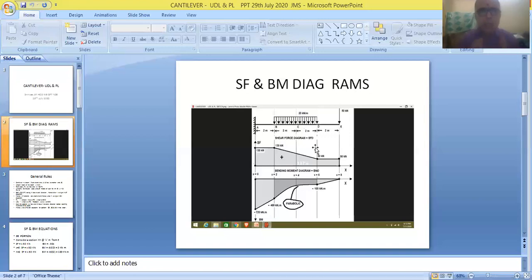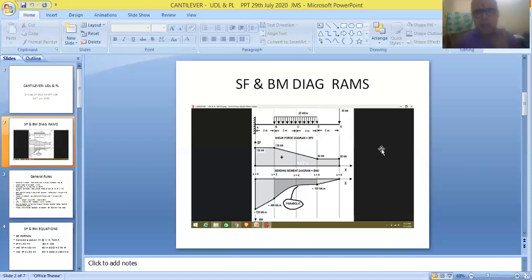So totally this UDL is exerting a load of 80 kilonewtons for a distance of 4 meters at the rate of 20 kilonewton per meter. So the load is distributed uniformly for this entire distance of 4 meters. So friends, that's why this is called uniformly distributed. That's why they are referred to as uniformly distributed loads.